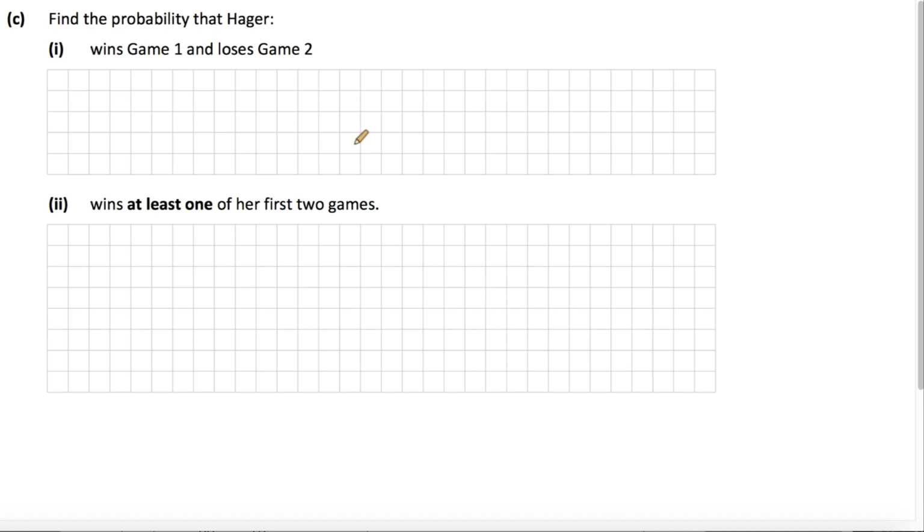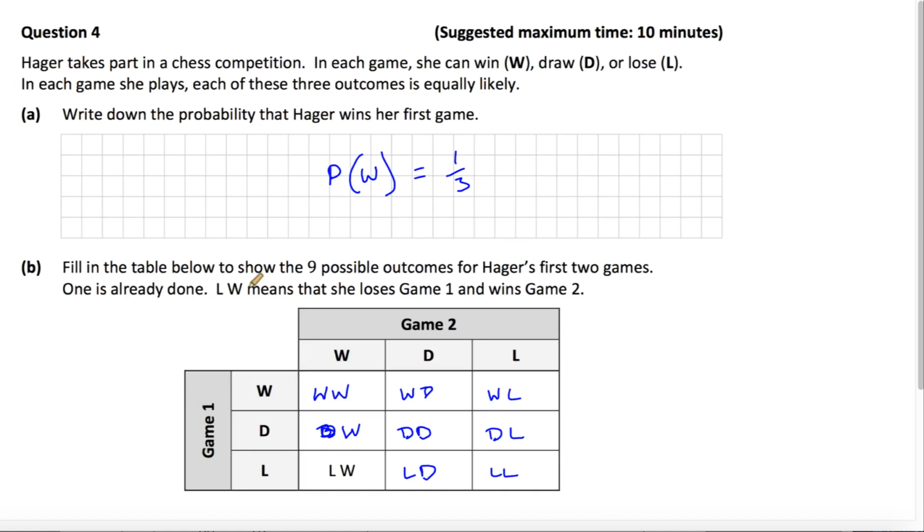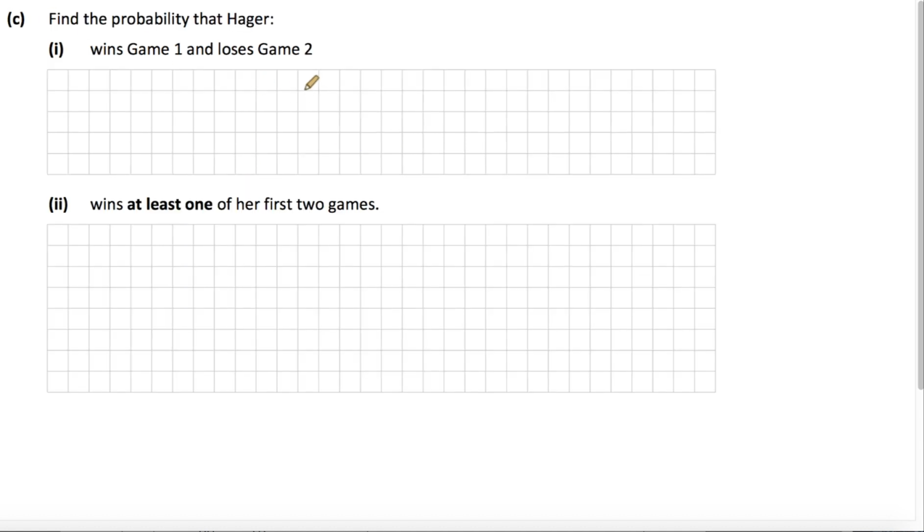Part C says find the probability that Hager wins game 1 and loses game 2. So wins game 1 and loses game 2. That's this one here. So there's only one way that can happen, and it's 1 out of 9 altogether. So the probability there is 1/9, or 1 out of 9. That's the probability that she wins game 1 and loses game 2.